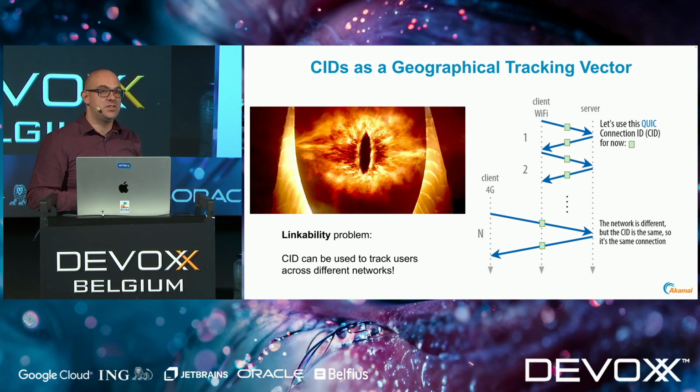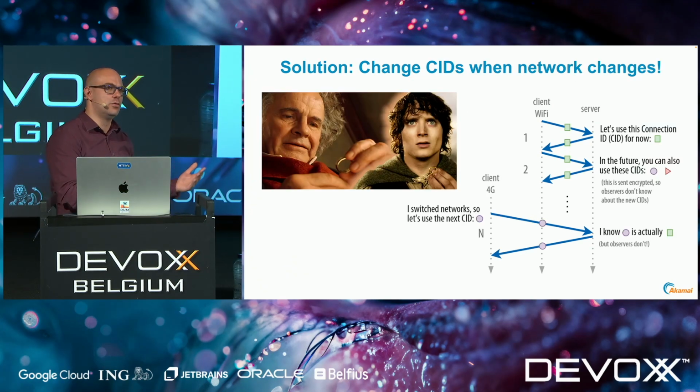The way we prevent this is inspired, of course, by the Lord of the Rings, right? Lord of the Rings, you don't want the ring to be found by Sauron, so what you do, you change ring bearers halfway through the movie. The same thing goes with QUIC. You start off using one connection ID.